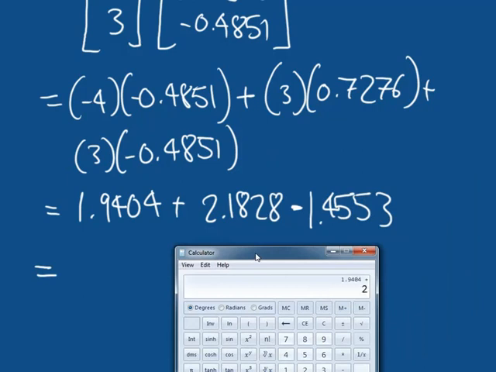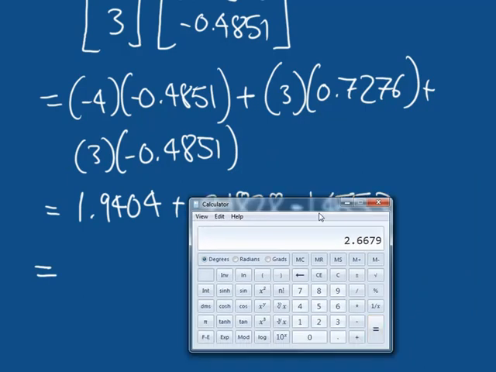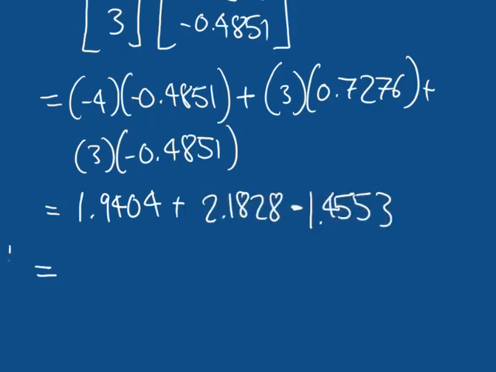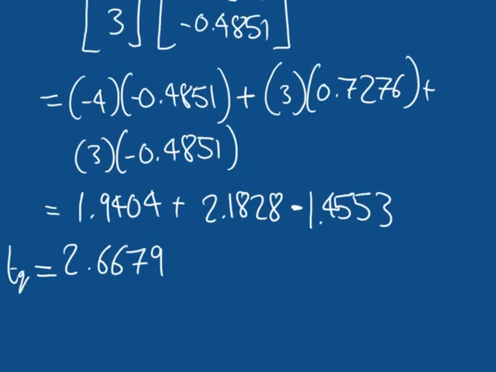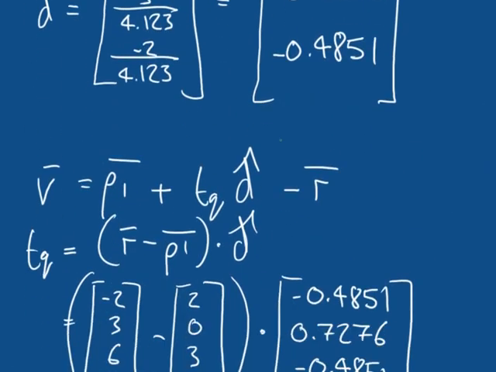So that means our parameter value TQ is equal to 1.9404 plus 2.1828 minus 1.4553. That is equal to 2.6679. So our parameter value TQ is equal to 2.6679. Now that we've got TQ, we can find V. So we've got TQ, that means we can find V.